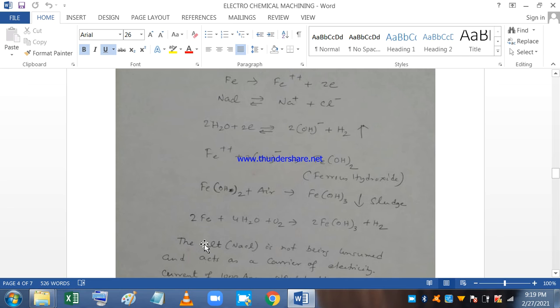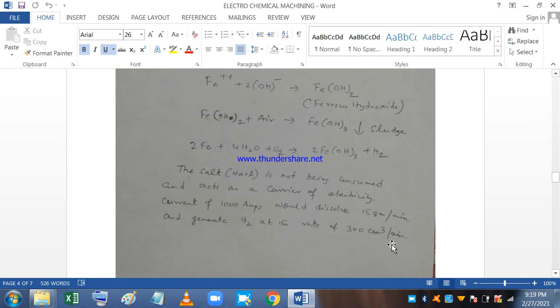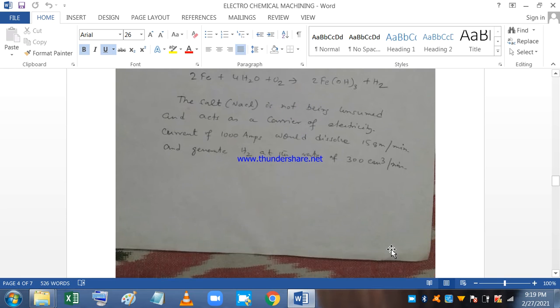So the total equation becomes 2Fe + 4H2O + O2 gives 2Fe(OH)3 + H2. H2 is liberated. The salt is not being consumed and acts as the carrier of electricity only. A current of 1000 amps would dissolve 15 grams per minute and generate H2 at the rate of 300 cm³ per minute.